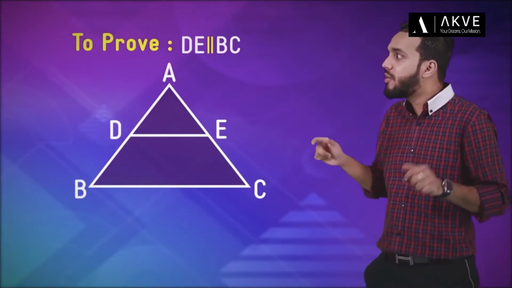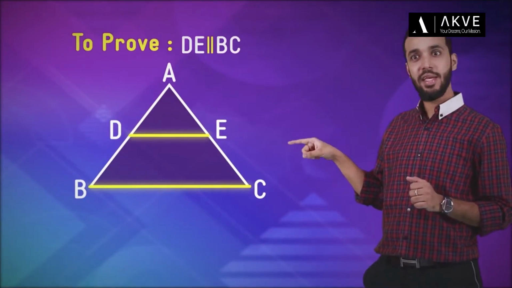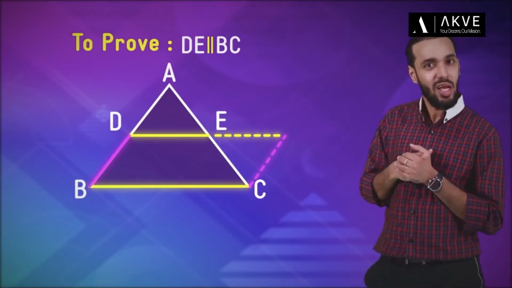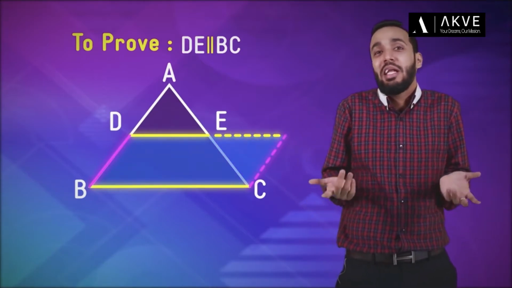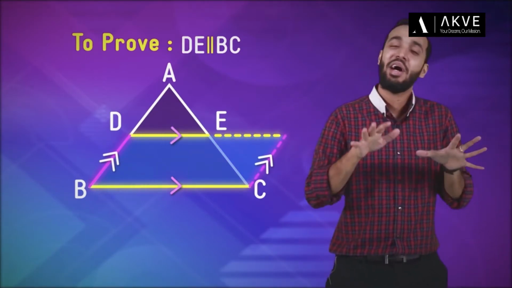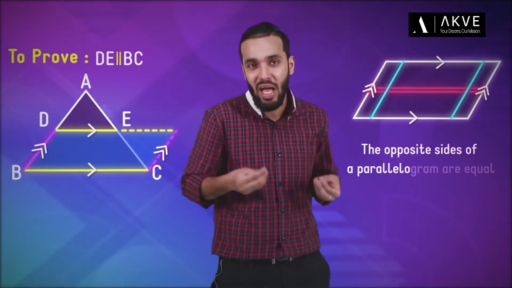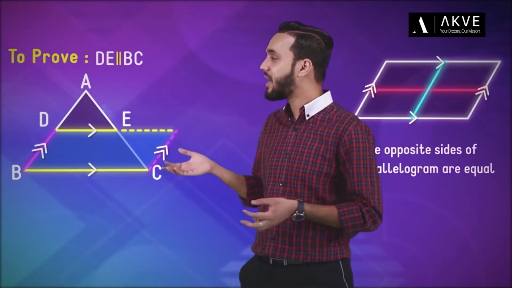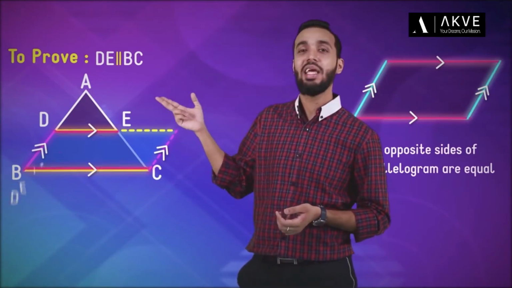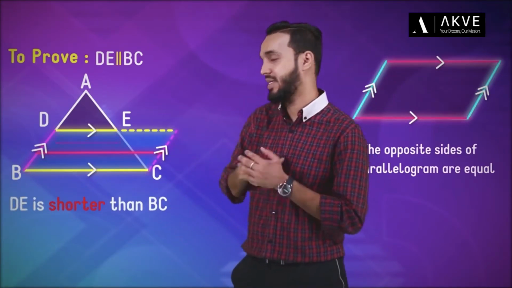Well, what if DE and BC were opposite sides of a parallelogram? Wouldn't it be automatically proved that they are parallel? Of course it would. But the problem is the opposite sides of a parallelogram are equal. Whereas here it is evident that DE is shorter than BC.